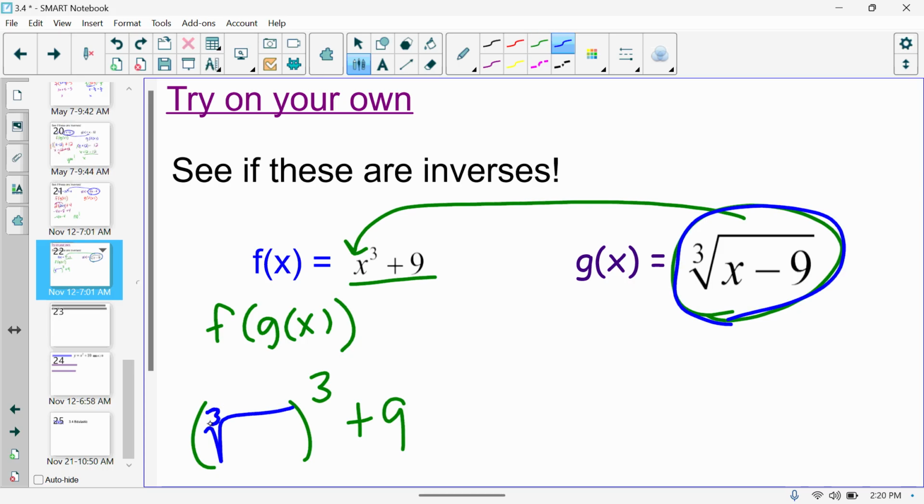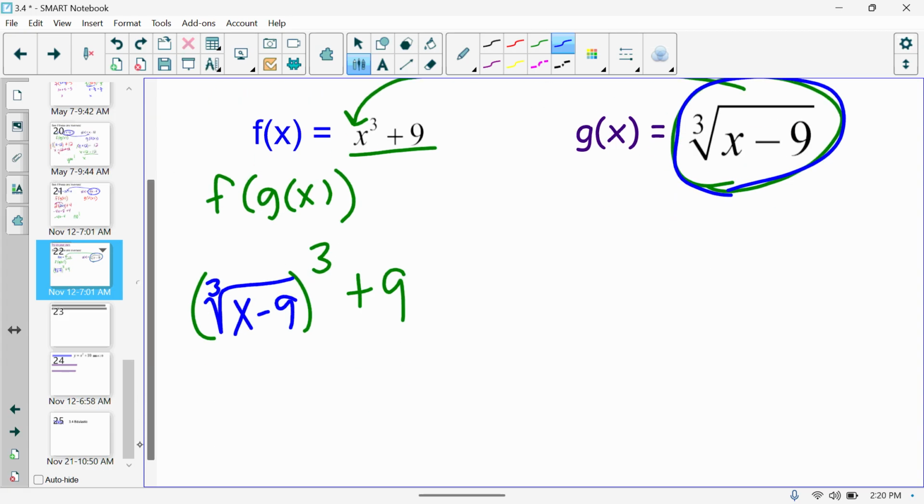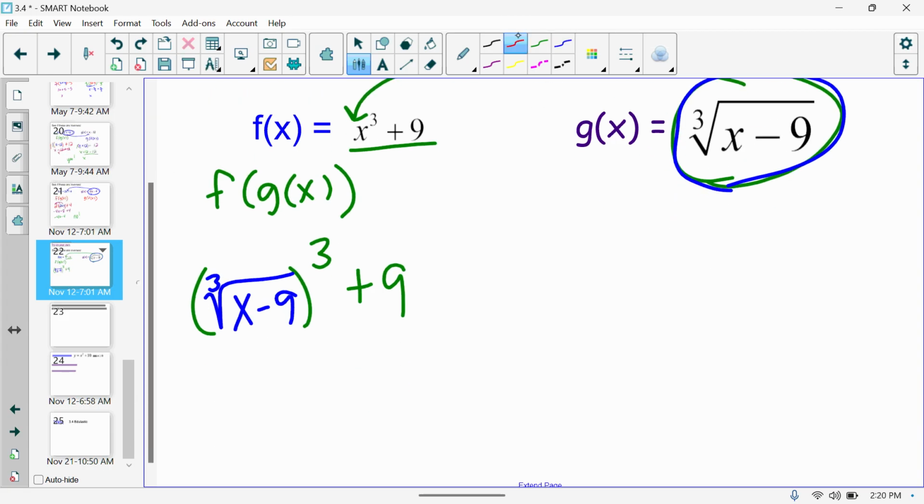The cube root of x minus 9. So this is where you have to really think about some things that we learned earlier in the chapter. If you take the cube root of something, but then raise it to the third power, those are like inverses of each other. You're just going to be left with x minus 9 because the cube root and the cube cancel each other. And then you have the plus 9 though. So -9 plus 9 is 0.